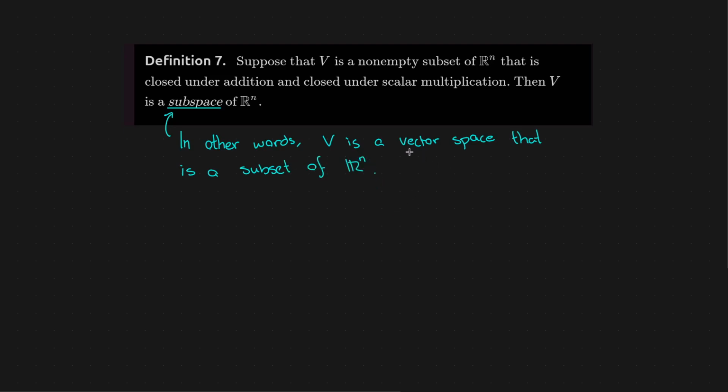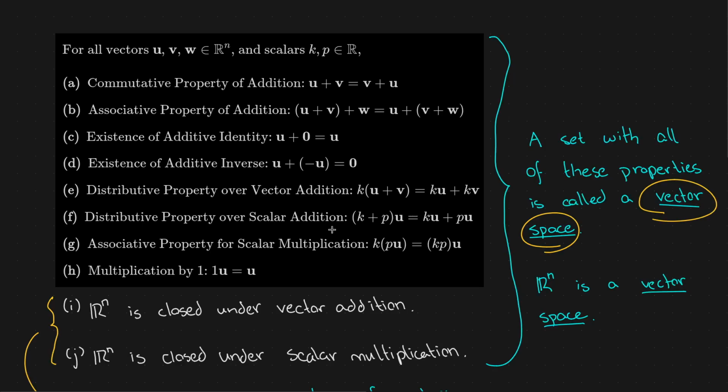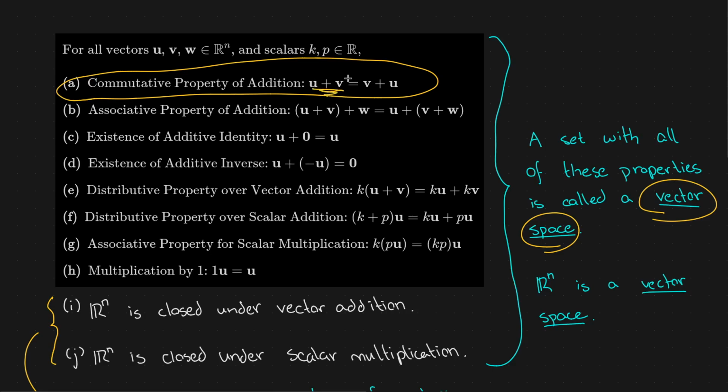Now, remember a vector space has all these nice properties, right? Notice in this definition, we're only mentioning two of them. We're only saying closed under addition and closed under scalar multiplication. It turns out, though, that if V is a subset of Rn, a lot of the properties that hold for Rn also hold for V. For example, commutative property of addition. Now, for any two vectors in Rn, if I add those two vectors together, u plus v, that's the same as v plus u. Okay?